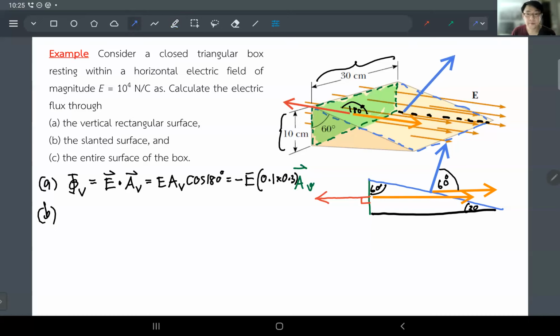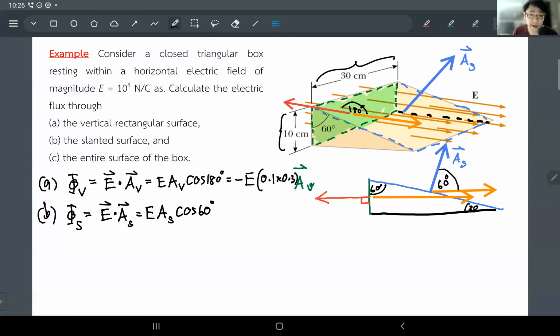Okay, nice. So with that, now you can calculate the flux. Let me call it flux sub S. Let me put A sub S as the slanted vector right there. So flux on the slanted surface is going to be E dotted with A slanted. And that will be magnitude of E, magnitude of A slanted, and now you see that the angle between them is 60. I put cosine 60.